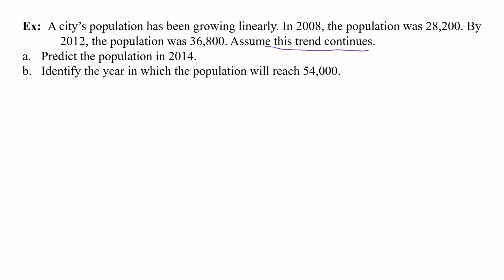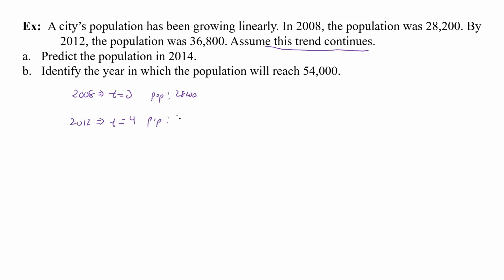And what they want us to do is find the population in 2014, and then identify the year in which the population will reach 54,000. So that means we have to figure out an equation for the line. We have to think about 2008 as time equals 0. And then 2012 is time equal to what? Well, if we add 4 to 2008, that gives us 2012.